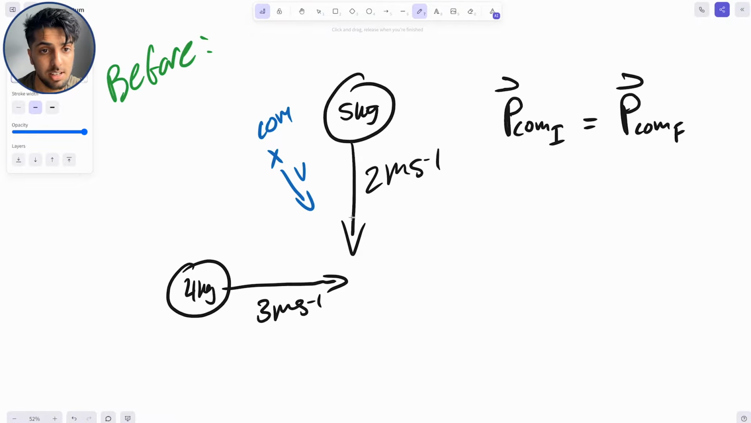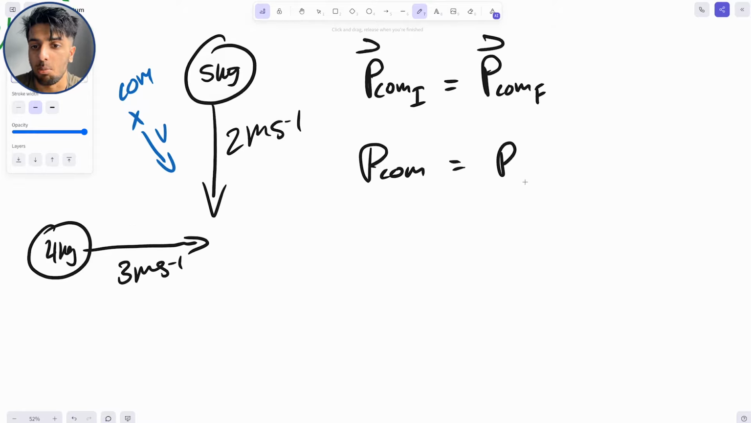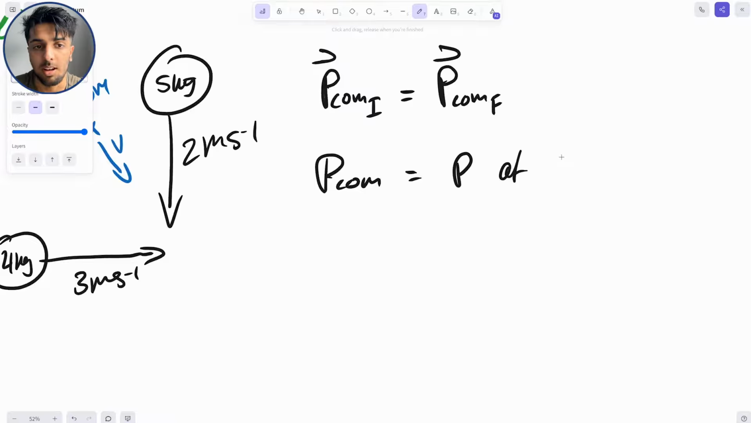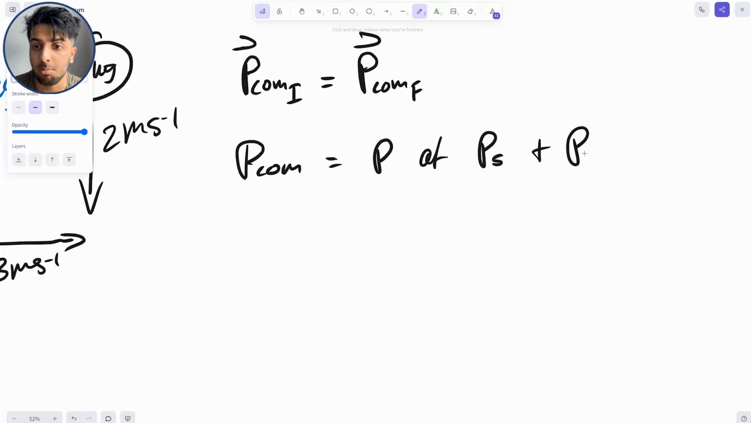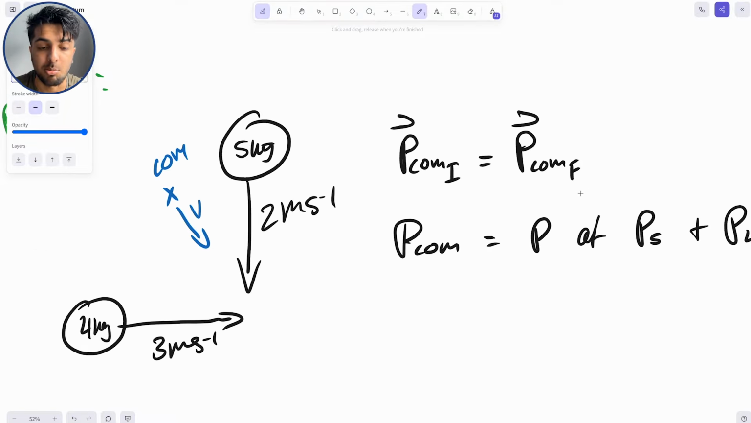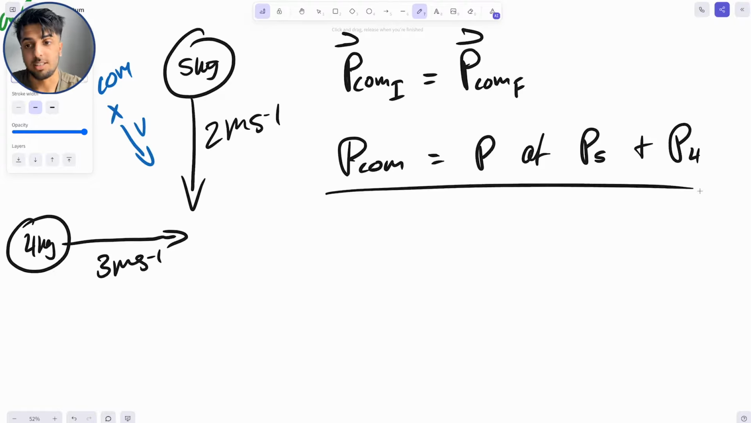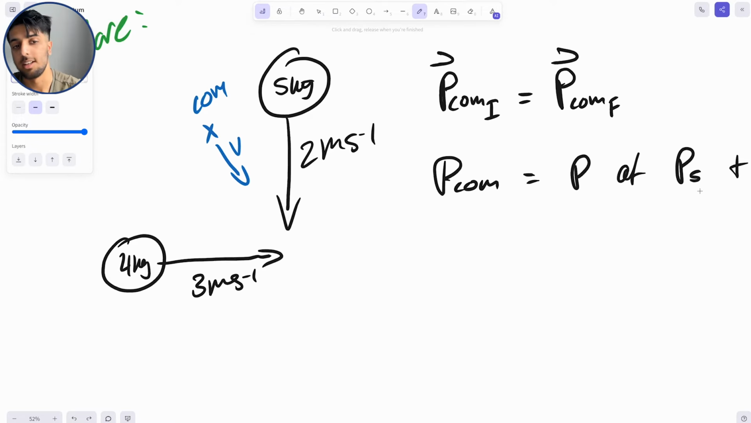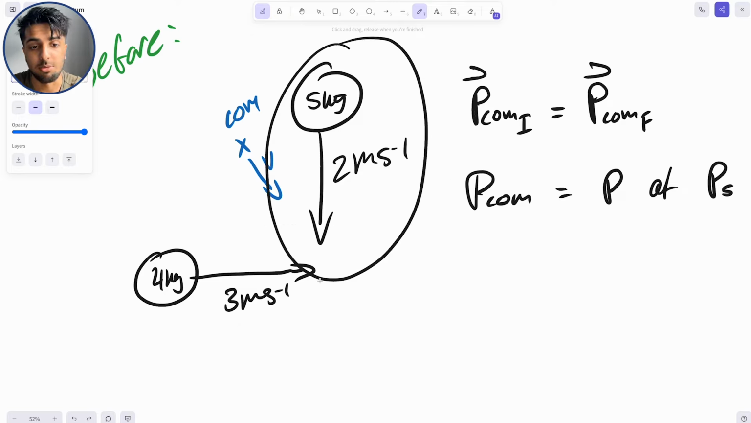So the key idea here is that the momentum of the center of mass is equal to P5, which is the momentum of the 5 kg mass, plus P4, which is the momentum of the 4 kg mass. Now, we can't simply just add them together, again, because they're not scalars, they're vectors. So we still have to use our vector triangles to add those two momenta together, but that is the key idea. Momentum of the center of mass is the momentum of the entire system. And the entire system in this case is just the 5 kg plus the 4 kg momentums.